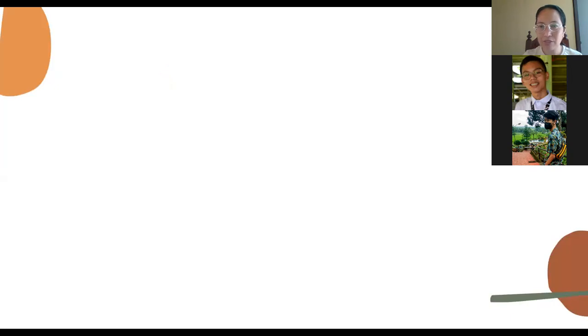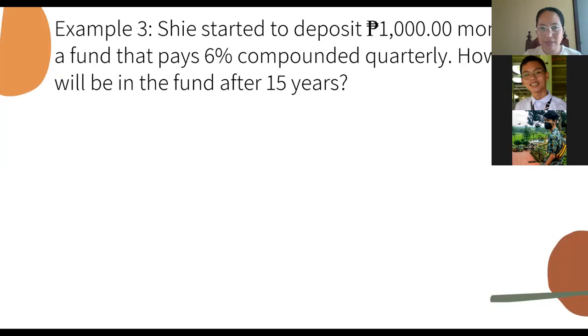Clear ko lang ulit. Okay, let's have this one. She started to deposit 1,000 monthly in a fund that pays 6% compounded quarterly. How much will be in the fund after 15 years?